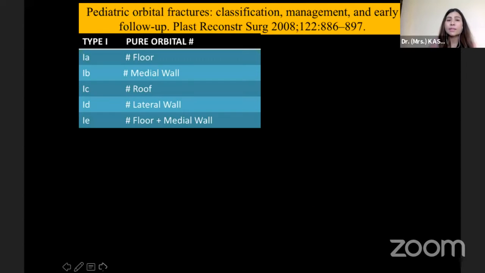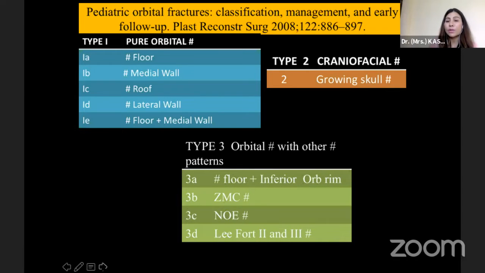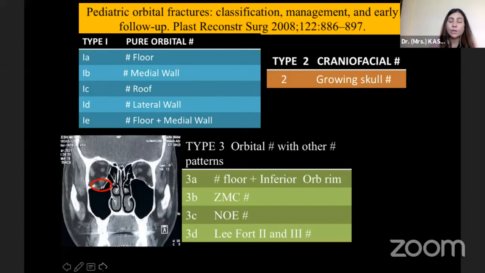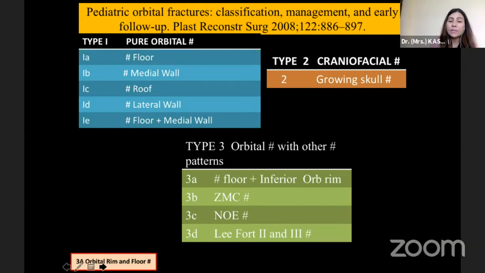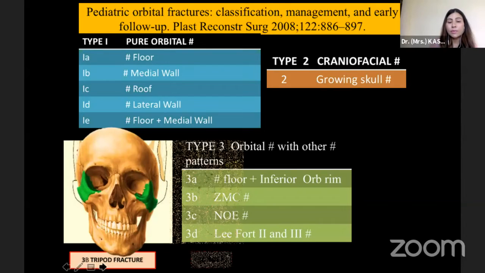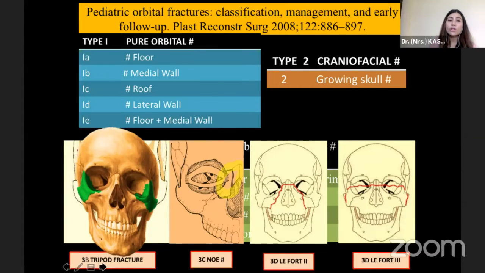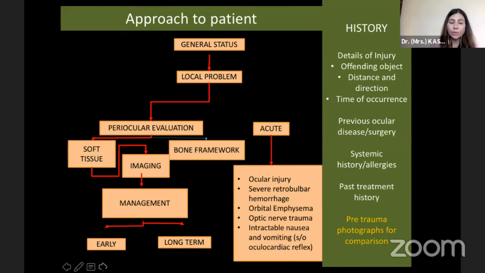But how do we classify? There's a very nice classification which came in the PRS journal, which says the type 1 is basically a pure fracture and can be graded from 1A to E, and the type 2 is basically craniofacial. But the type 3 is when you have an orbital fracture with other fracture patterns, especially when you have a floor fracture with the inferior fracture, which is a type 3A. Or you can have a ZMC fracture, which we usually call a tripod fracture involving the zygoma, and you can have the NOE fracture, which is 3CE, and also you have the LIFO2 and the LIFO3. So these are basically the fractures we see in pediatric children, the most common being trapdoor, but you can also see other fractures.